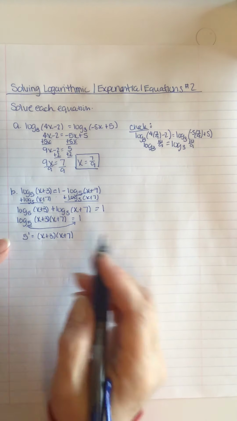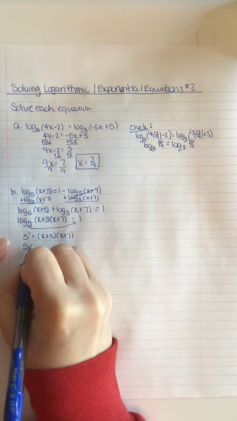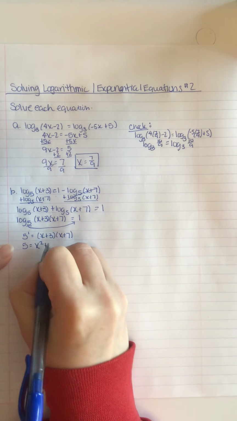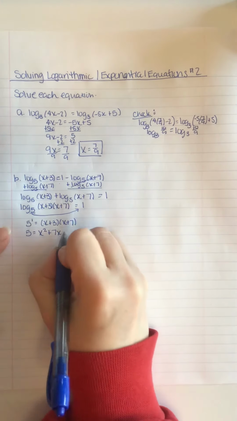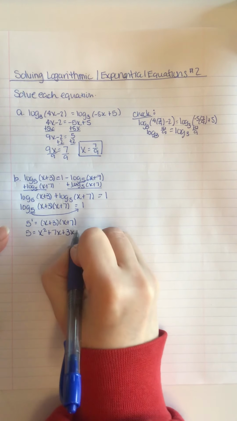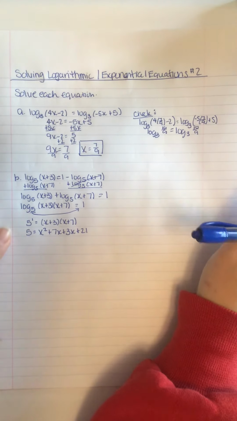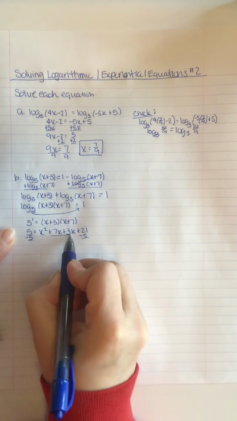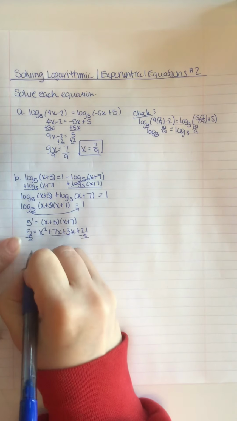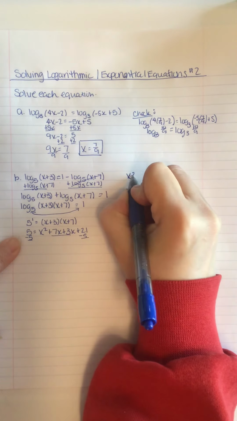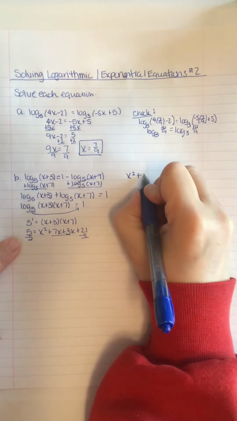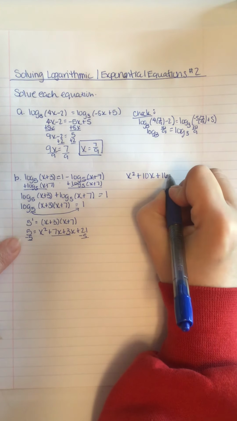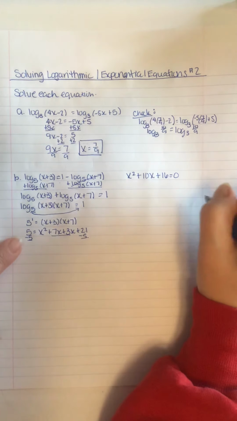Well, then we actually need to multiply that out. 5 to the first power is 5. Here we FOIL. X times x is x squared. X times 7 is 7x. 3 times x is 3x. And 3 times 7 is 21. So at this point, we can combine like terms. So I could subtract 5. And I can combine these two. And I would get x squared plus 7 and 3 is 10x plus 21 minus 5 is 16 equals 0. And now we have a quadratic equation.